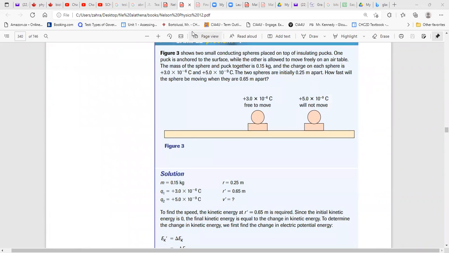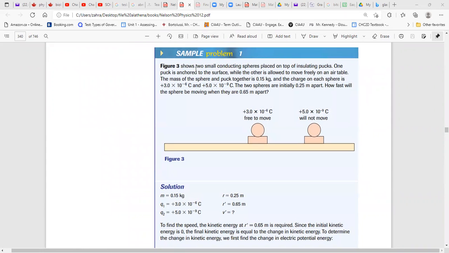Looking at this question, figure 3 shows two small conducting spheres placed on top of insulating pucks. One puck is anchored to the surface while the other is allowed to move freely on the air table. The mass of the sphere and puck together is 0.15 kilograms, and the charge on each sphere is 3 × 10⁻⁶ and 5 × 10⁻⁹. The two spheres are initially 0.25 meters apart. How fast will the sphere be moving when they are 0.65 meters apart?